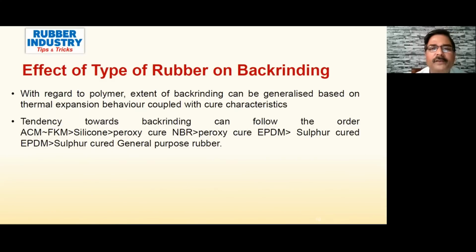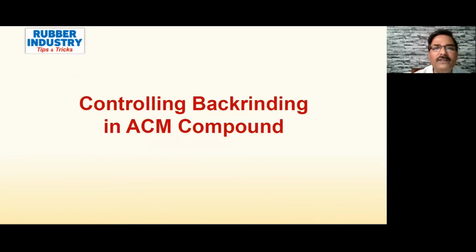Now, we will briefly discuss factors to control backrinding in different types of compounds. First one is controlling backrinding in ACM compound. Polyacrylic rubbers are made from different acrylic monomers with different molecular weights to adjust oil resistance and low temperature properties. Conventionally, general purpose and high heat resistance grades are available.